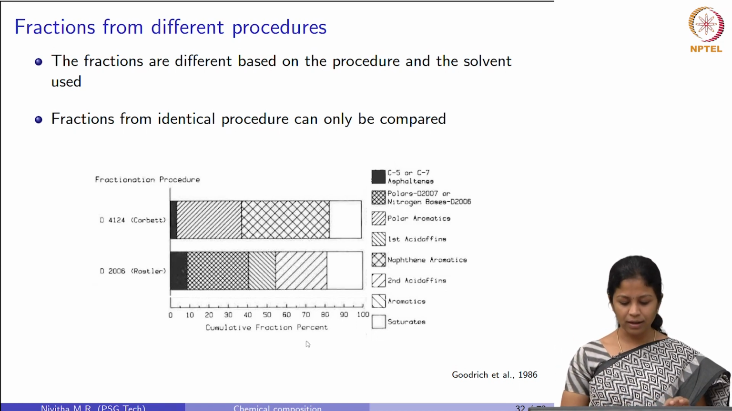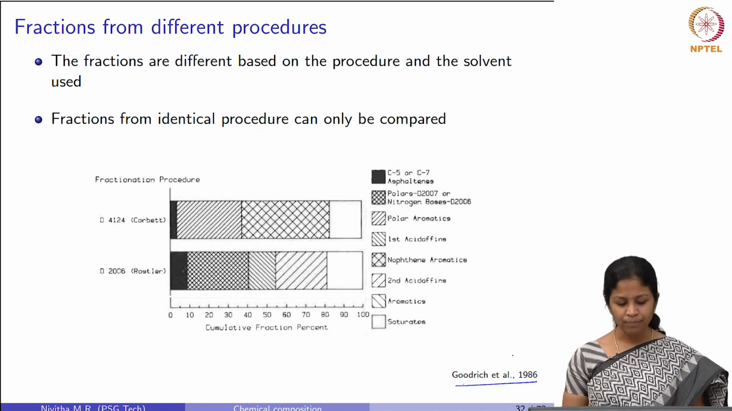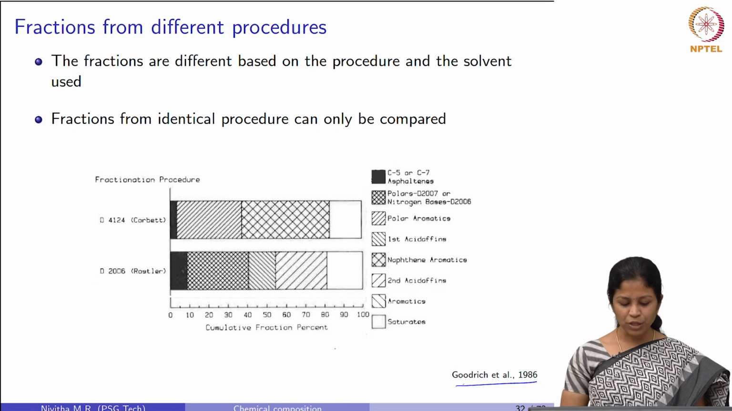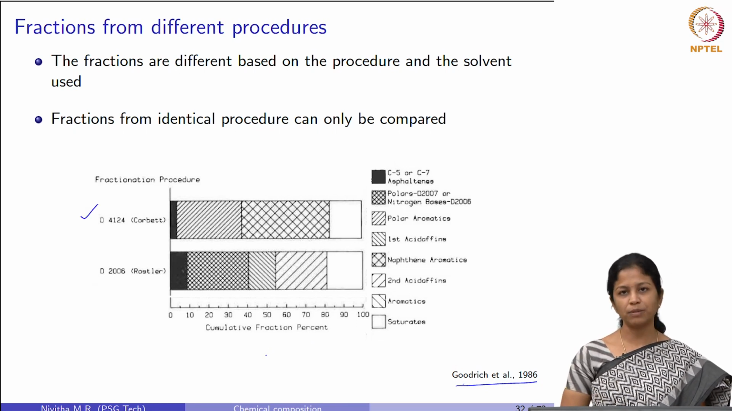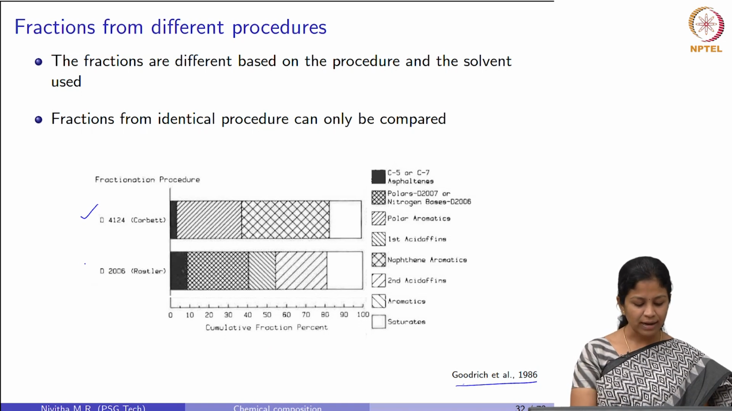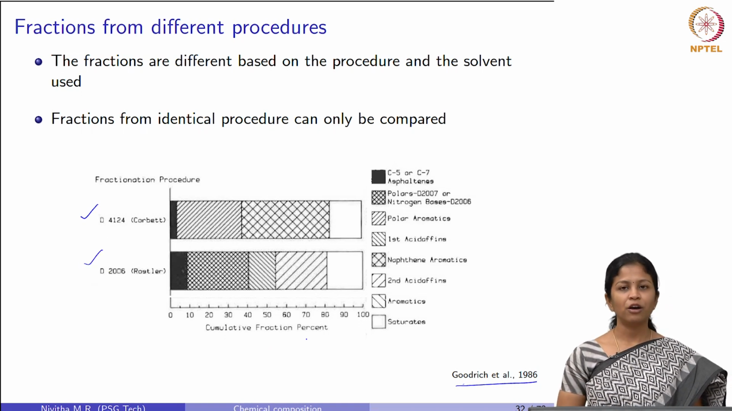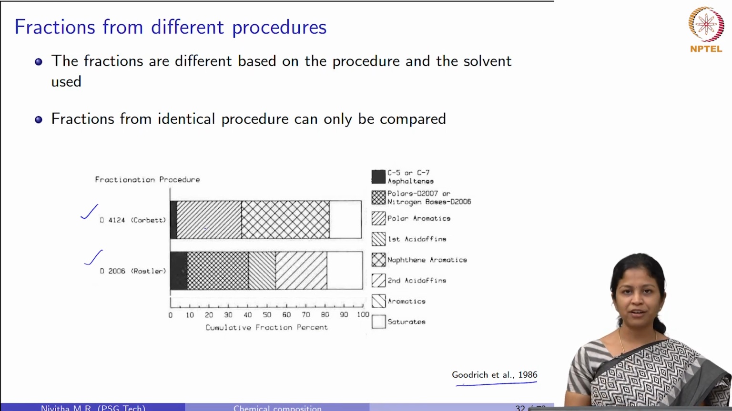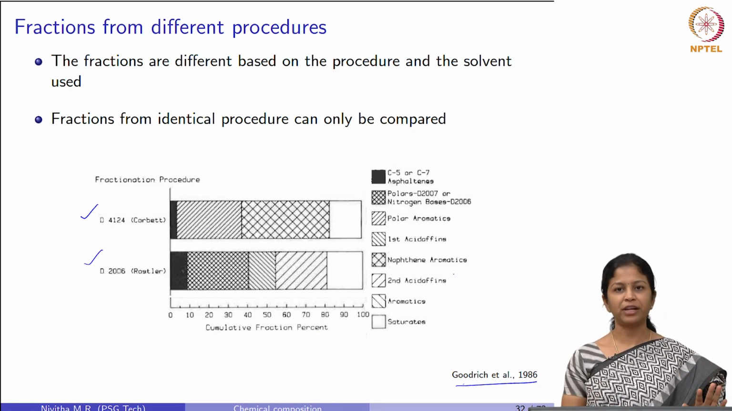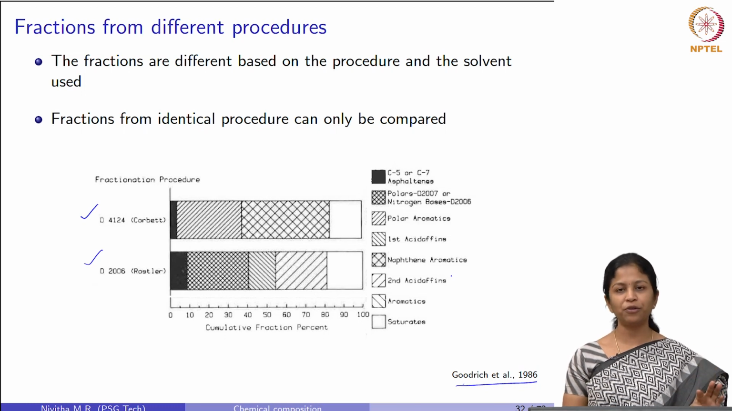So, this study by Goodridge et al. compares the different fractions from 2 different procedures. We see that the first one is ASTM D4124 based on the Corbett procedure and the second one is D2006 based on the Roasler procedure. You can see how again the fractions are different, right. In Roasler we defined 5 fractions, in Corbett we have 4 fractions. So, again the fractions are going to be different.